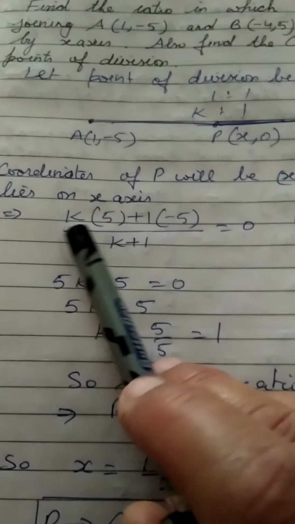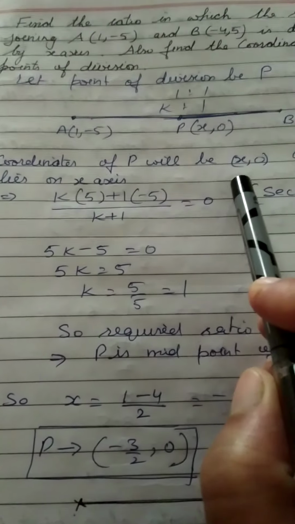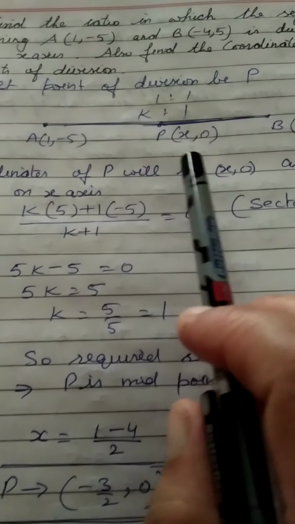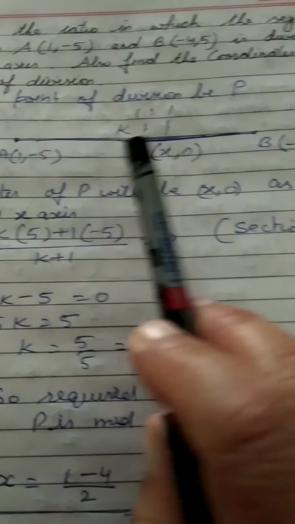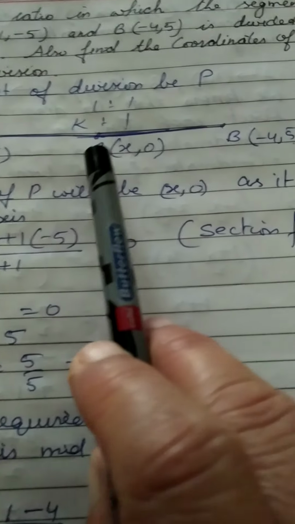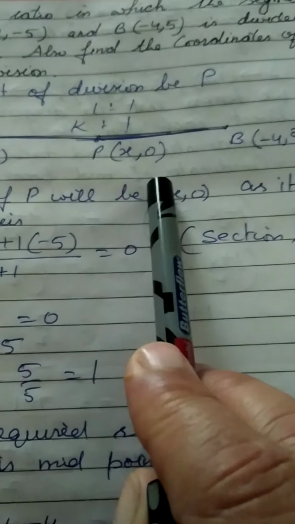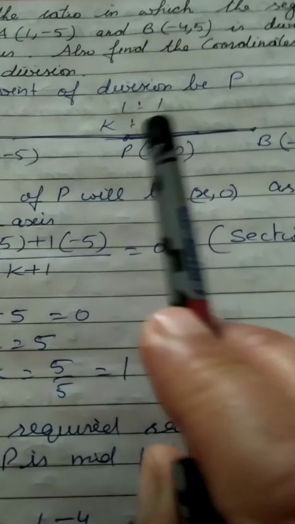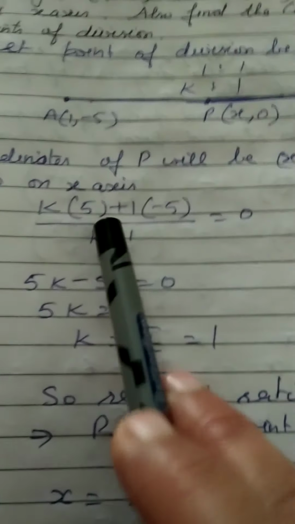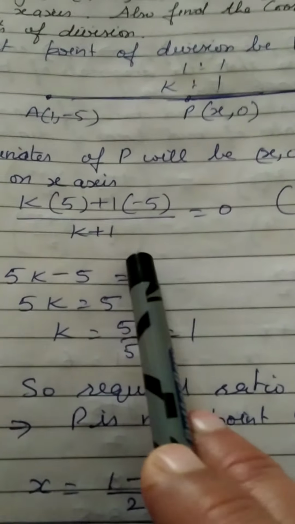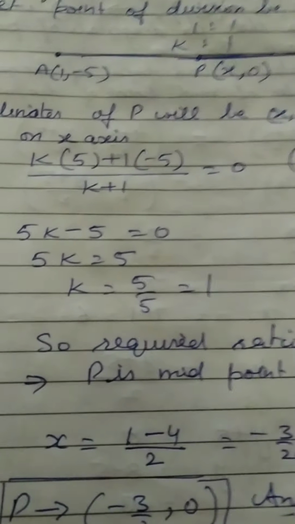Now coordinates of P will be... here the y coordinate is given, therefore we can solve it for the y coordinate to find the value of k. It will be 0 is equal to (k into 5 plus 1 into -5) divided by (k plus 1).